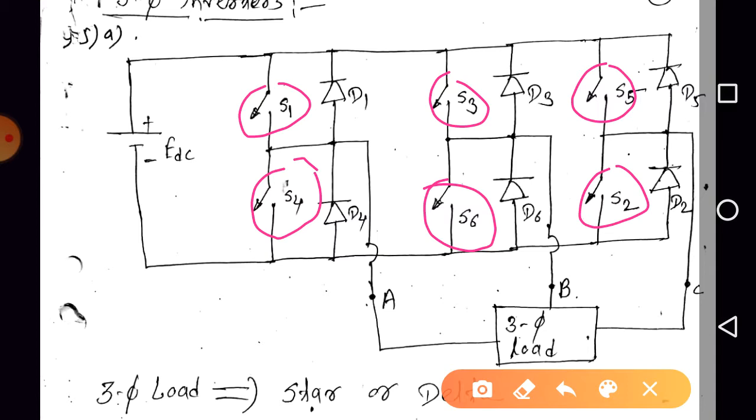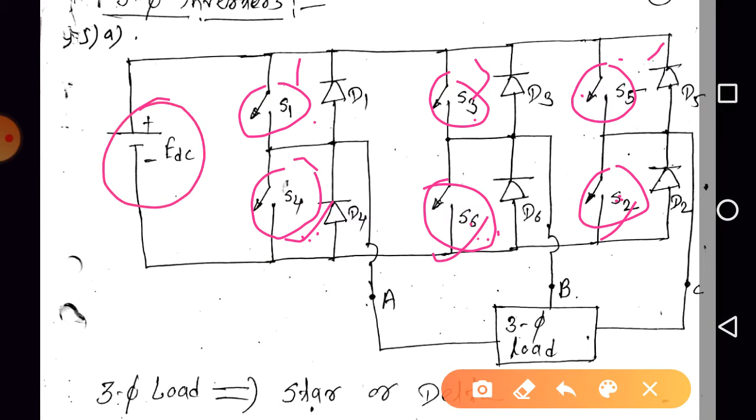Be careful, the switch numbering is like this. This is the first, this is the third, this one is the fifth, here it is the fourth, sixth and the second. We need to give the switch numbering like this only, because if we change the switch numbers, then our operation table will change. We'll discuss the operation table later on. Please be careful. We need to assign the switch numbers like this only: 1, 3, 5, and next 4, 6 and 2. It is not 2, 4, 6, it is 4, 6 and 2.